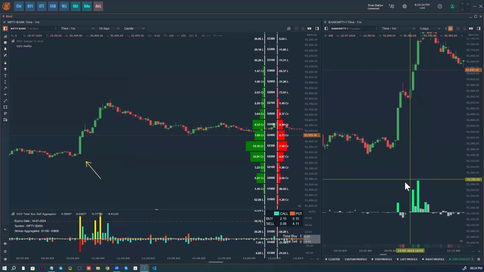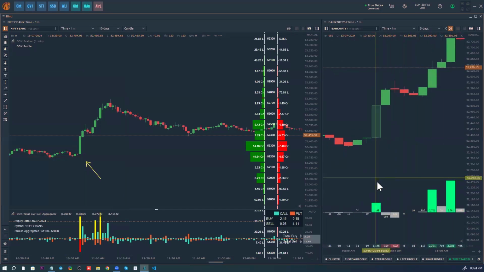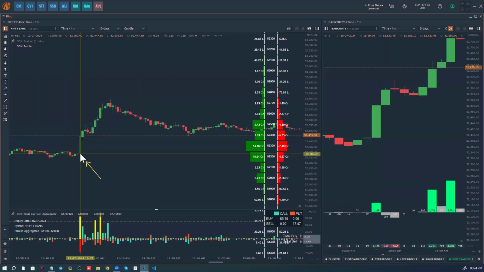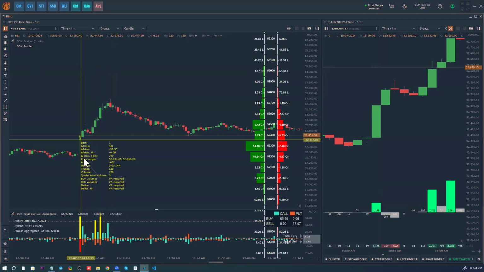This meets our criteria. There is a 1000 plus delta buying in the futures as well. You can see 1053, this also 1053. So it meets our criteria, and then the market rallied from here. So we are again targeting 1 to 1.